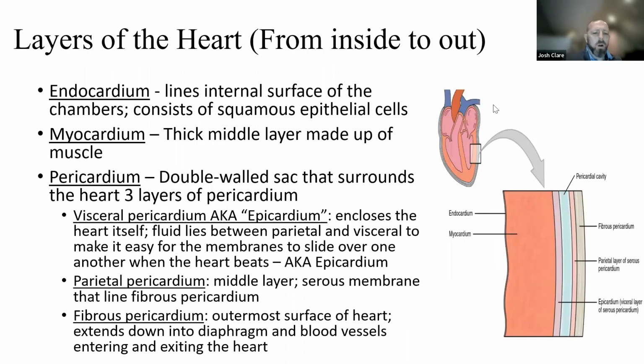Different layers of the heart: the endocardium, myocardium, and pericardium. Endocardium, inner lining, squamous epithelial cells. The myocardium is the thick muscle. That's the thickest part of the layers of the heart. Then the pericardium is a double-walled sac that surrounds all three layers.